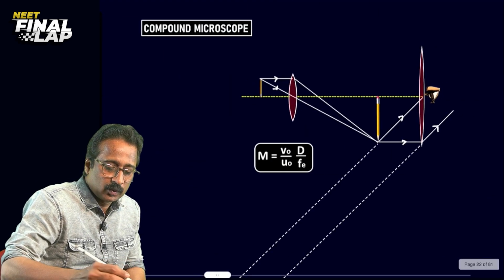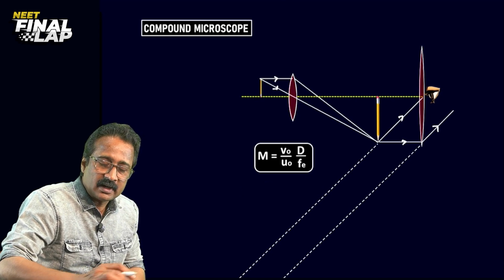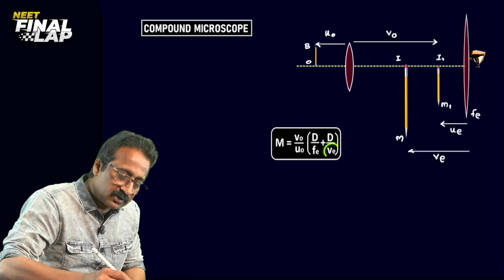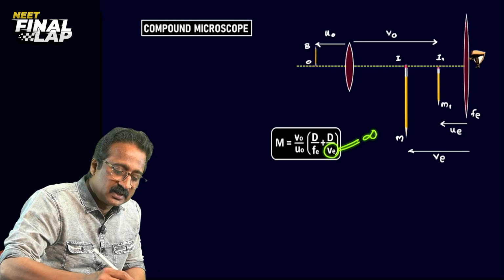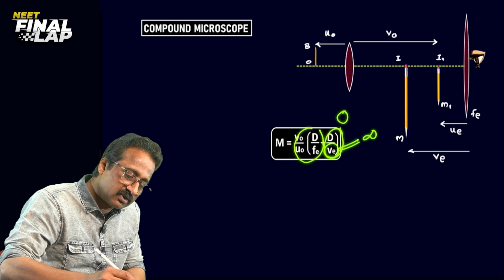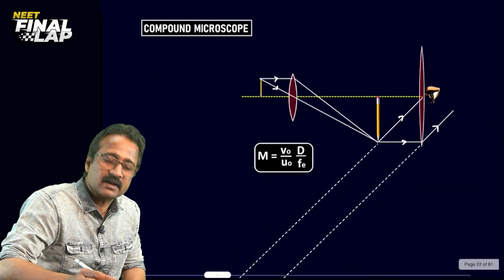ദാറ്റ് വിൽ ബി ദ മിനിമം മാഗ്നിഫൈങ് പവർ. ആൻഡ് that equation is given by this VO by UO into D by FE. And how you got it, I'll tell you, because in this figure, in this expression, when this VE is given to be infinity, certainly D by infinity becomes 0, only this term remains then. So VO by UO into D by FE, that's a minimum magnifying power.